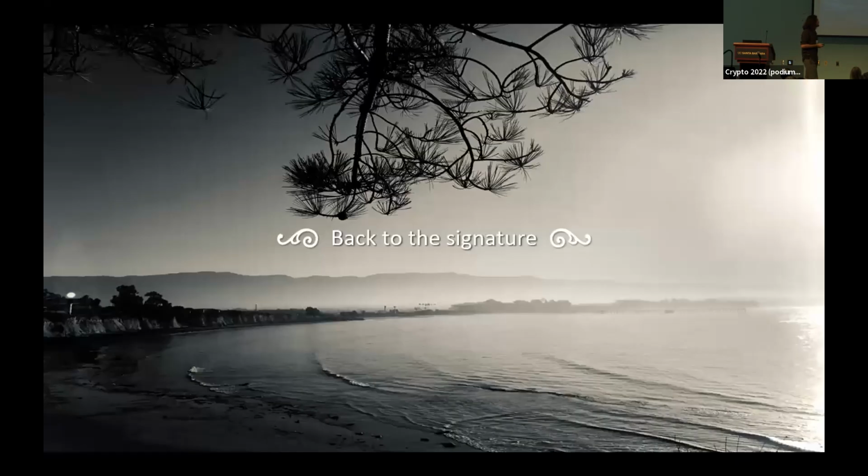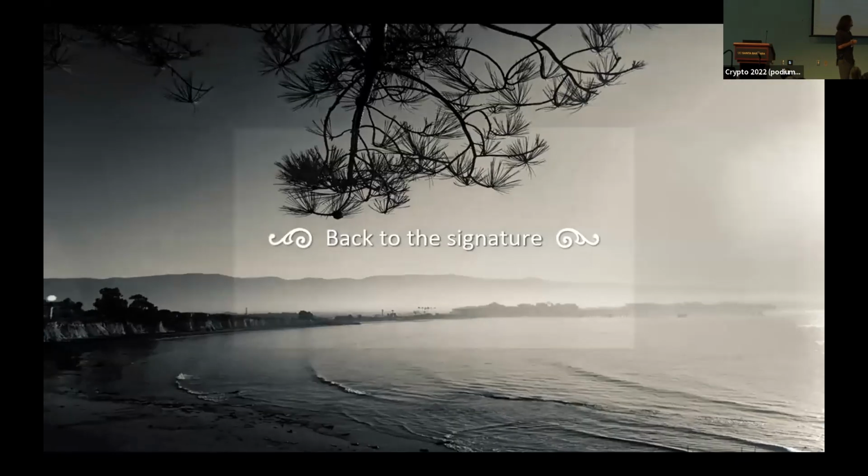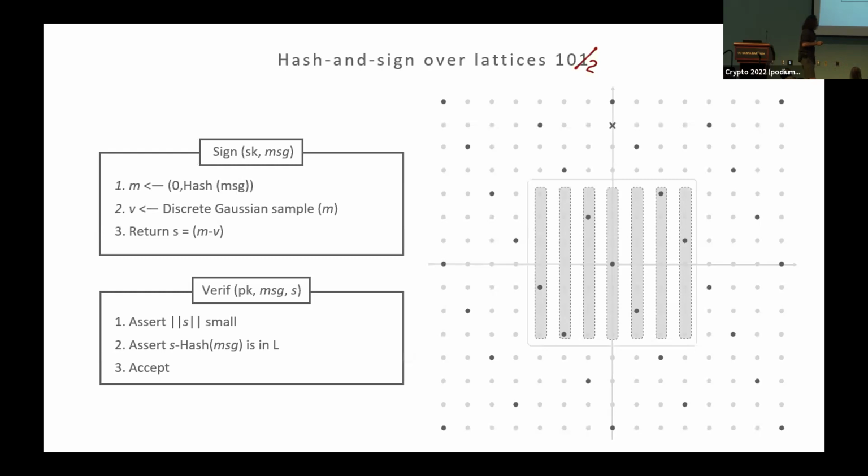That's pretty good because it means that I need half of the space that I would normally need to represent these points. So let's go back to signatures. And now we can just take our very nice NTRU lattice instead of the random one I chose. And we will do everything within this nice square.